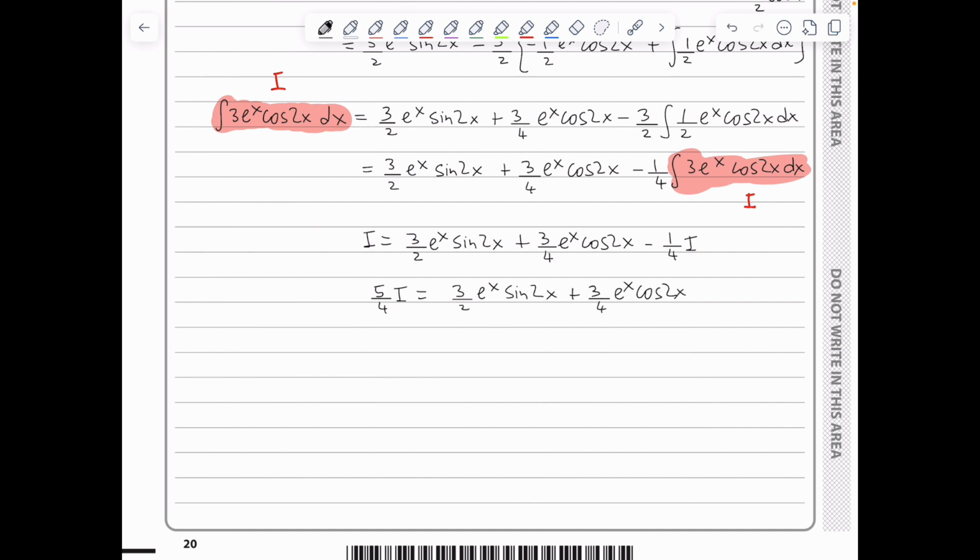And if I divide throughout by 5 over 4, I get that the integral I is equal to 6 over 5 e to the x sine 2x plus 3 over 5 e to the x cos 2x, and I will put the constant of integration plus c.